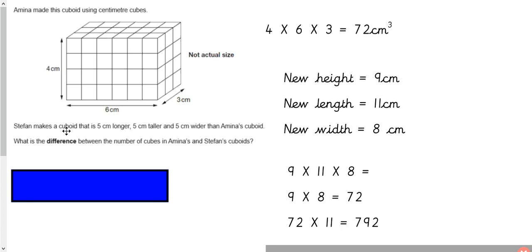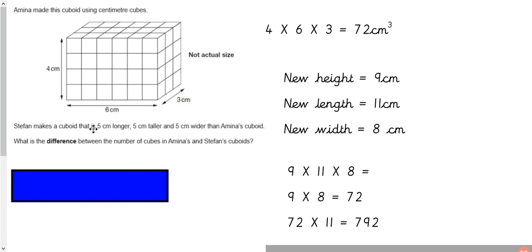Now Stefan adds 5 centimeters to every measurement. So height, length, and width. So the new height will be 4 add 5, which is 9. The new length will be 6 add 5, which is 11. And the new width will be 3 add 5, which is 8 centimeters. Okay, so those are our new ones, and we just find the volume of that new one. We can draw it, but it'll take us ages. So really we want 9 times 11 times 8. So I've chosen to do 9 times 8 is 72. And then I did long multiplication, but you know how to do it by now, so I'm not going to draw it out for you. 72 times 11 is 792.